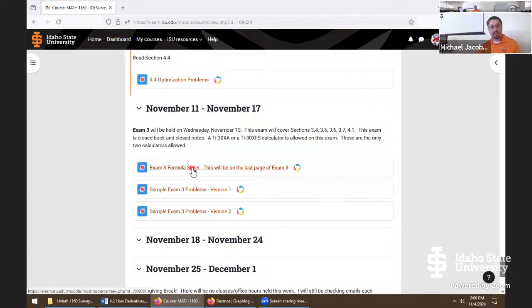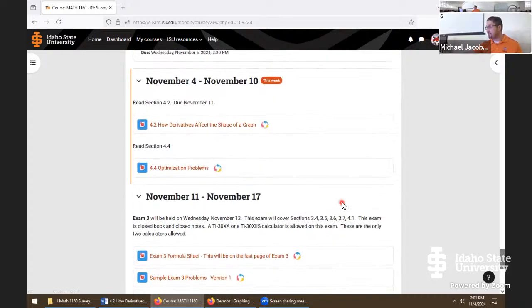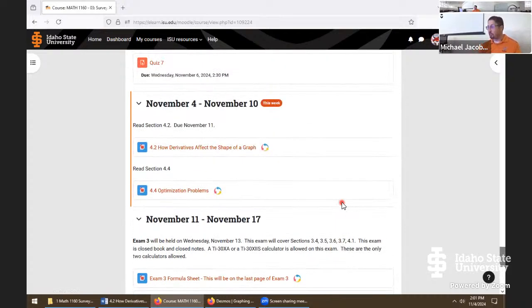We have the formula sheet that's going to be the last page on exam 3, as well as 2 versions of the sample exam problems. Version 1 is just brand new problems that are fresh, and version 2 are other brand new problems right out of the textbook. So that's what we have going on so far in the week.